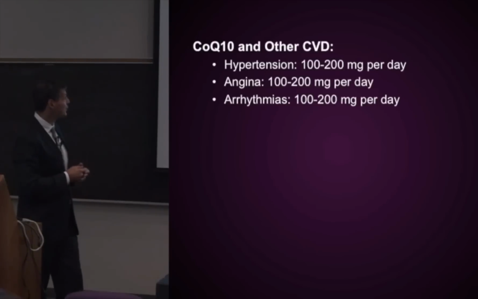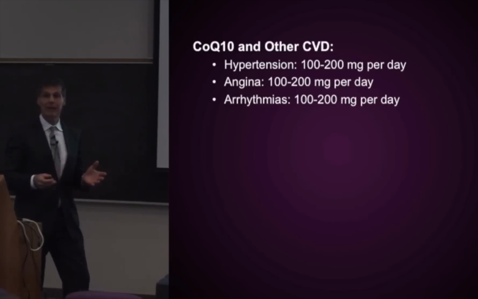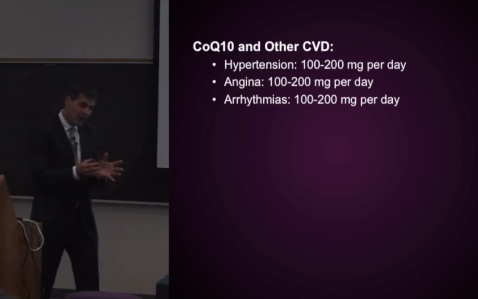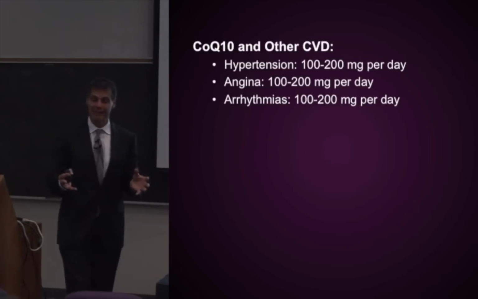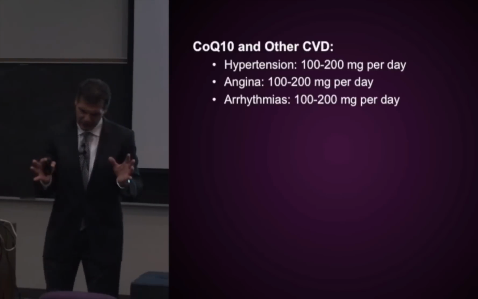For high blood pressure, you're going to need 100 to 200 milligrams a day. For angina, often 100 to 200 milligrams a day. For arrhythmias, 100 to 200 milligrams a day is usually the dosage that's used.